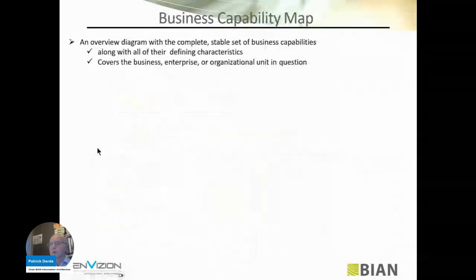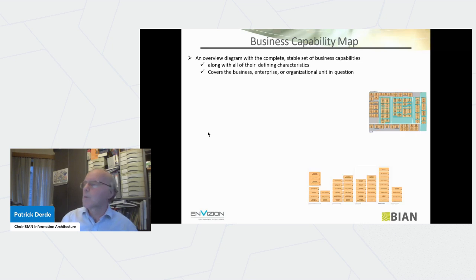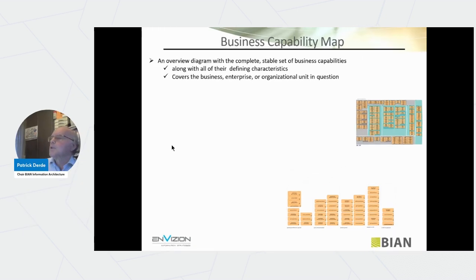So, and then we are going to create a capability map. And a capability map is a general overview, a complete overview of the capabilities that are important for the business, for the enterprise, for an organizational unit, which is a part of the enterprise. And it is going to show us in a certain logical way, what capabilities do we need.